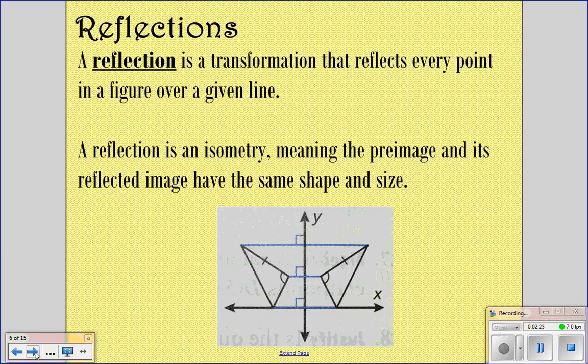So if you look here, we have 2 triangles, one over here and one over here, and they are congruent, and every point in one triangle got reflected over a given line. And on this one, the given line is apparently the y-axis, because that's where it is perpendicular. The lines are perpendicular to the y-axis. So that means that the y-axis is our line of symmetry.